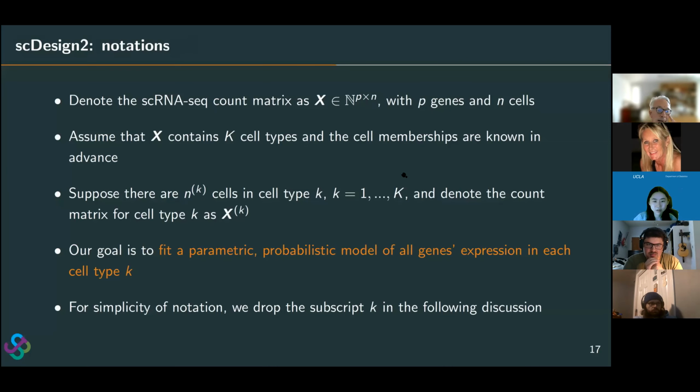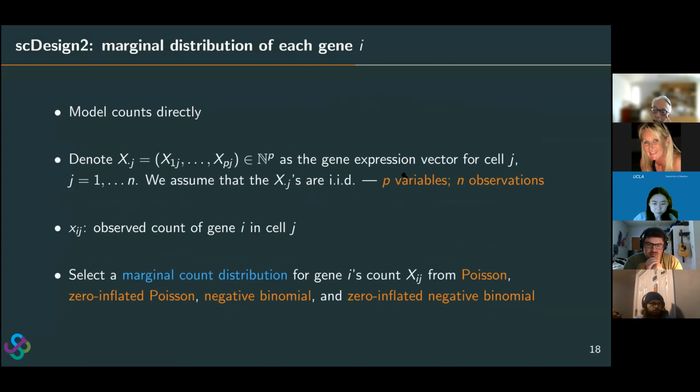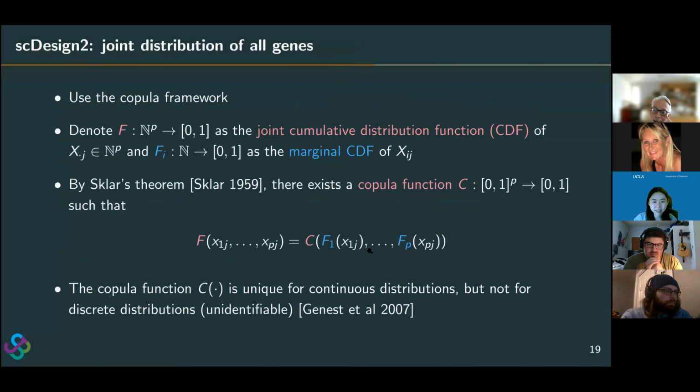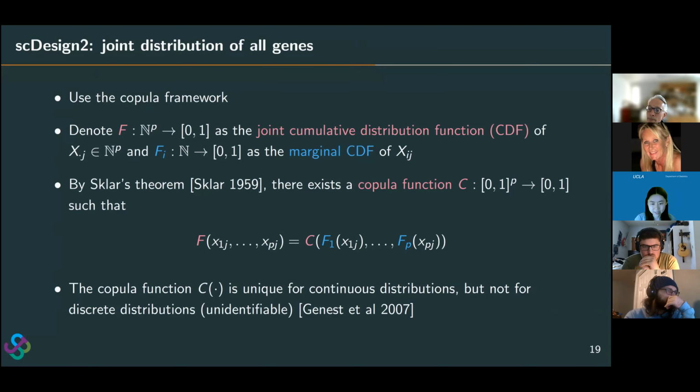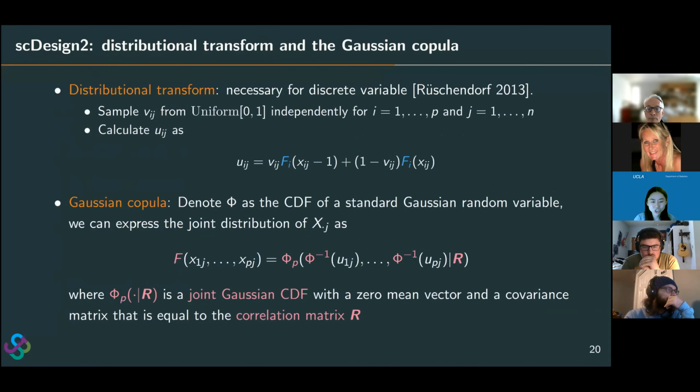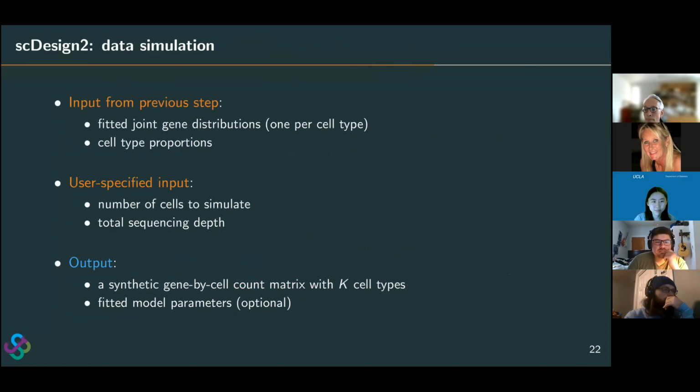Okay, so again, I'm going to leave out the technical details, but I want to say that the key technique we used is what we call the copula framework. The copula framework is a very interesting and powerful technique for us to integrate marginal distributions, here marginal count distributions, one per gene, into a joint distribution for all genes together. So using this framework, we are able to preserve gene correlations. That's the key. As I said, I can share the slides with you later, but given the time limit, I'm going to skip the technical detail, but I'll provide a reference.